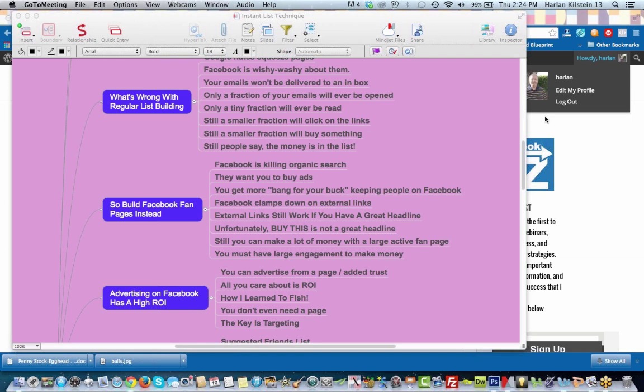Now, external links still work great if you have a great headline. But unfortunately, "buy this" is not a great headline. As much as I would like "buy my product now," that's not going to be it. So you have to be creative to get people to buy, but you could still make a lot of money with a large active fan page. And the potential is, there are people saying that they make about $10 to $15 a year per fan on their fan page.